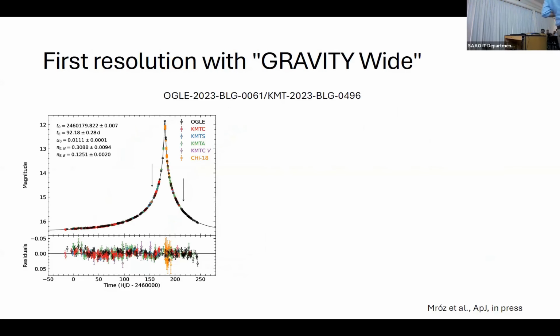This new observing mode was made publicly available a few months ago in 2023. So our group put in several microlensing targets. One of them was AT2023-BLC-61. This is a fairly long timescale microlensing event, with a timescale of 90 days. Here you can see its light curve. We observed it with GRAVITY wide mode twice. One observation was before the peak, the other was taken roughly 2 months after the peak of the microlensing event.